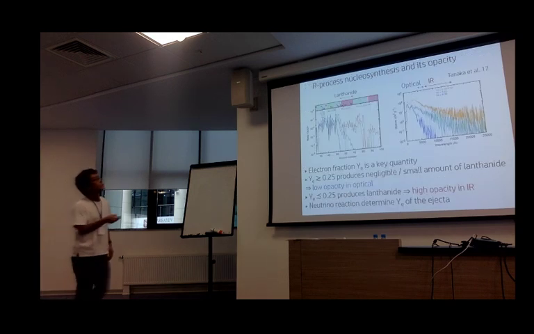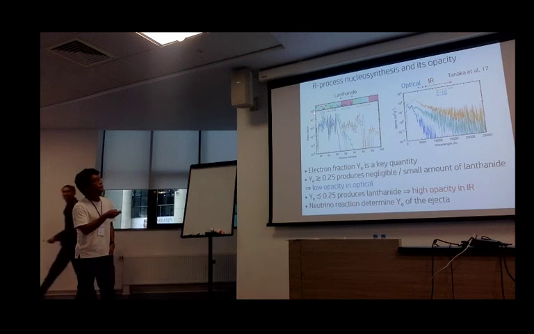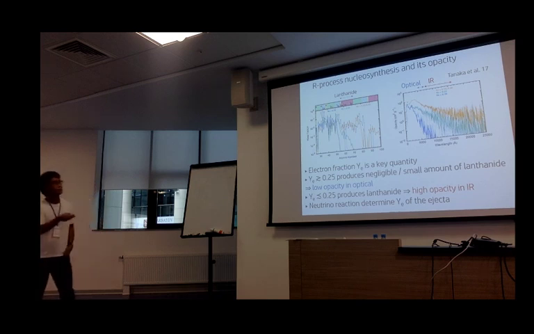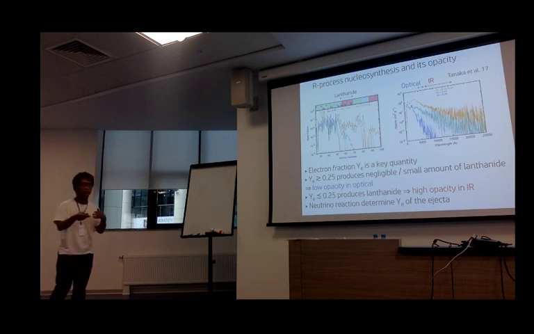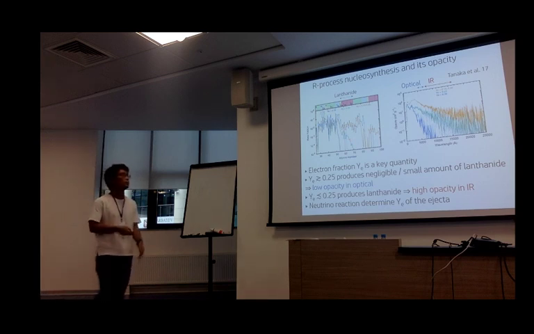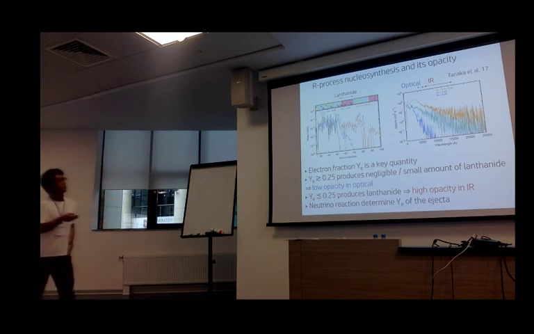So here are the lanthanides. This is the mass fraction as a function of atomic number from r-process nucleosynthesis. On this plot, you assume the so-called electron fraction in the binary neutron star merger. The electron fraction is the number of electrons divided by the number of baryons. The right-hand side figure shows the opacity as a function of wavelength, assuming the electron fraction.